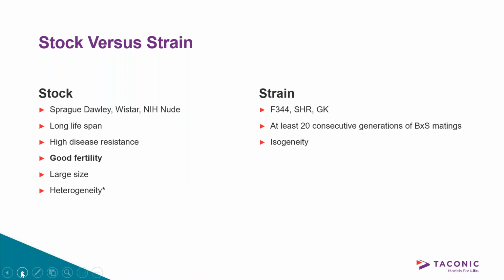Strains, we have the Fisher or F344, the SHR, which is the spontaneous hypertensive, and the GK rat. These have been inbred with brother-sister matings for at least 20 generations, and that's when we start to say that we now have a strain. Isogeneity is what rules here because, again, we're fixing all of those genes with each of these generations.